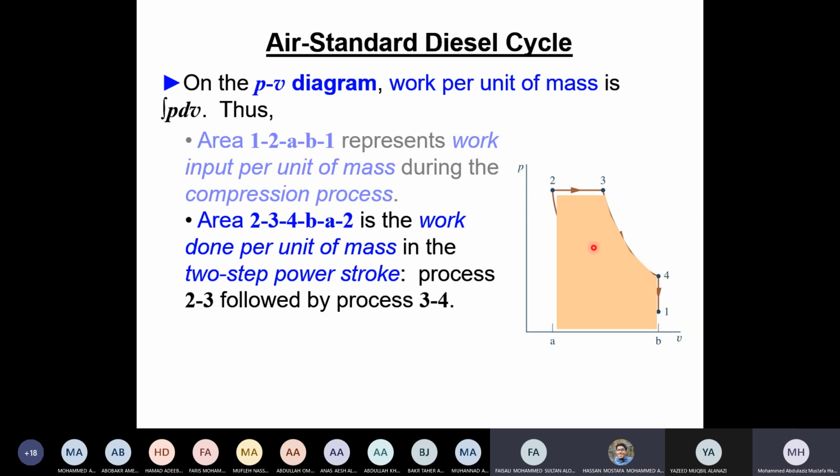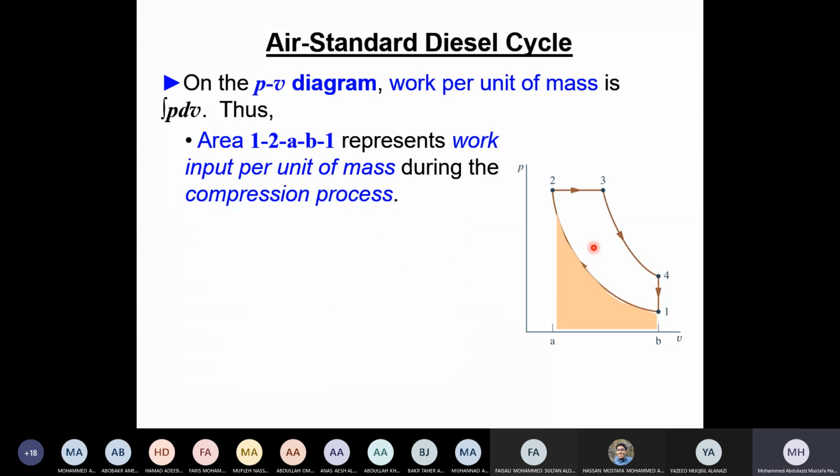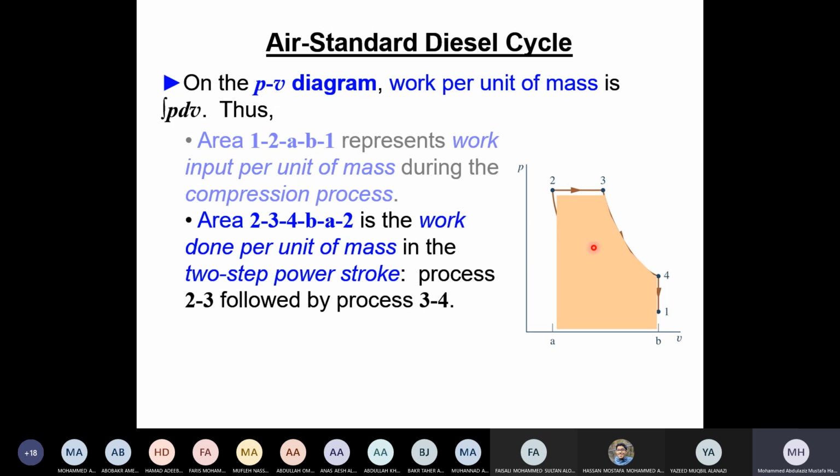25. Very good, 25. Thank you. I just mentioned it just 5 minutes ago. So this is the back work ratio. It is the work needed for the compression divided by the work given by the expansion. So this is 25 here.